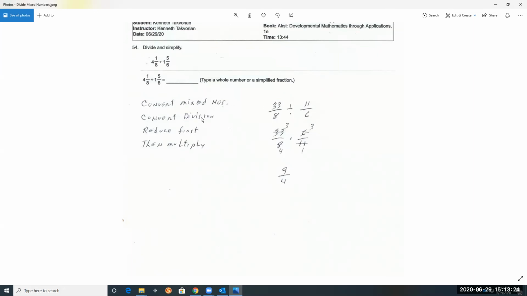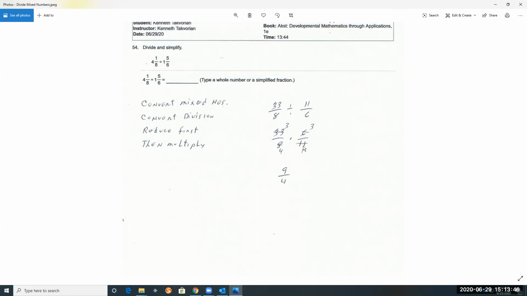We now need to convert the division, and the way we do that is we change division to multiplication if we reciprocate the fraction that follows the division symbol, so that becomes 6 over 11. It is now much easier if we reduce first, then we multiply, rather than the other way around.